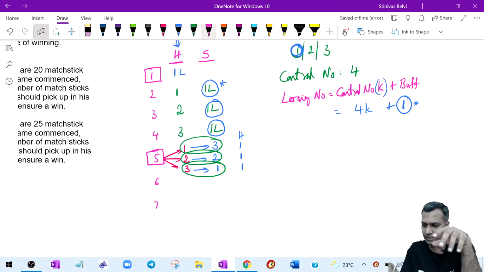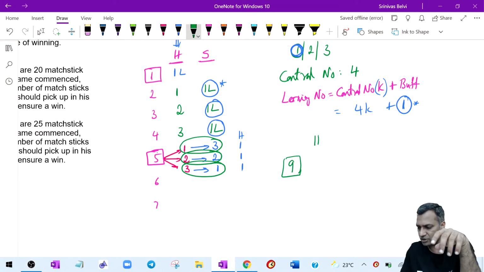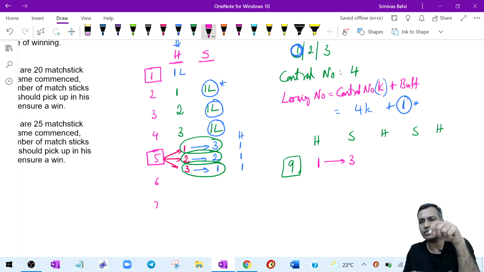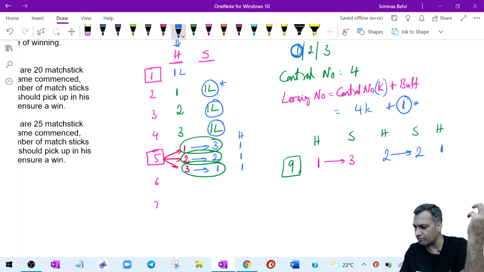For example, let me take 9. Let's say there is Harsh and Sagar: Sagar, Harsh, Sagar, and Harsh. Let's see how Sagar controls it. The moment Harsh picks one, Sagar controls it by picking three. Sagar's reflex action depends on Harsh's action. What if Harsh picks two next time? Sagar also picks two. He's just controlling it. Now Harsh is left with one, and therefore Harsh is losing. That's the whole point there.